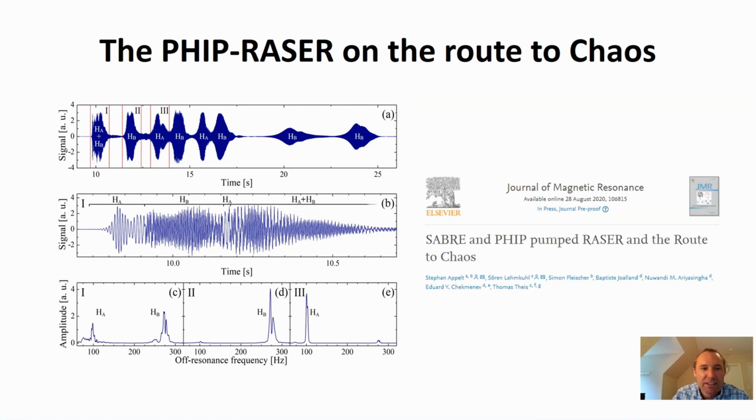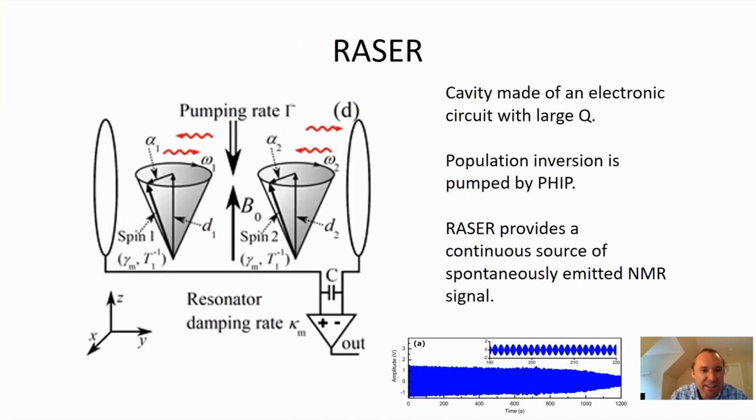We're now taking this apart bit by bit on a theoretical level. It's astonishing that the theories that exist can actually describe this behavior, and we can start to understand these types of messes to some extent. So let me say a few words about RASER in general. We have some pumping that is basically provided by the parahydrogen.